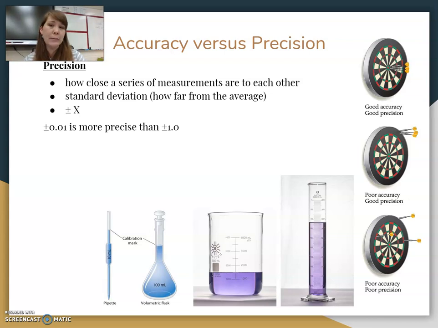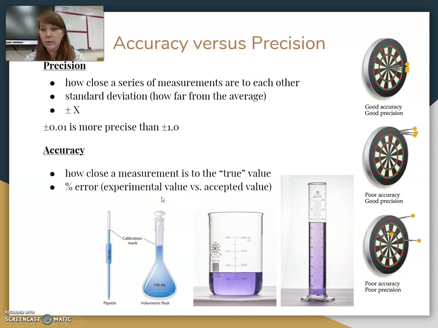And we are going to communicate precision by using that plus minus. So plus or minus X amount. For instance, plus or minus 0.01 is going to be more precise than plus or minus 1 gram or milliliter. And so the precision here we can see in these devices. If I was going to measure a certain amount of liquid, the graduated cylinder is going to be more precise than this beaker would be. And that's because of the number of lines that are here. And so I can say with more surety how much liquid I am actually delivering.